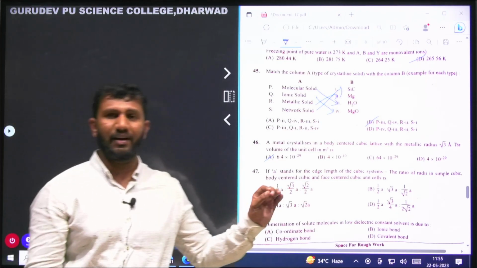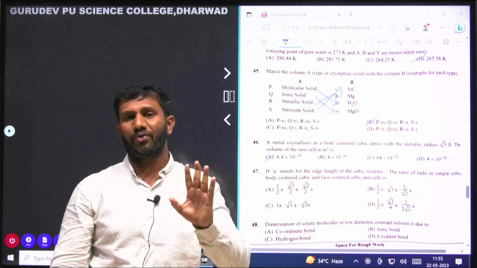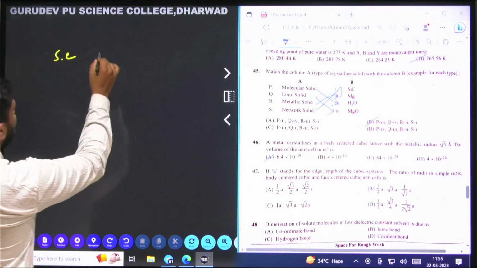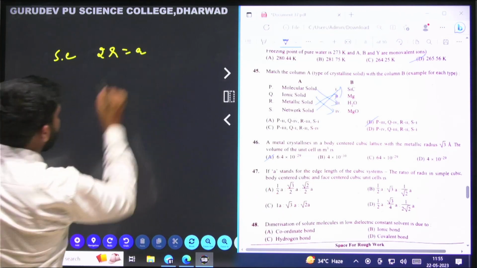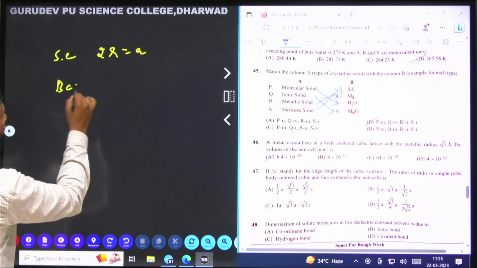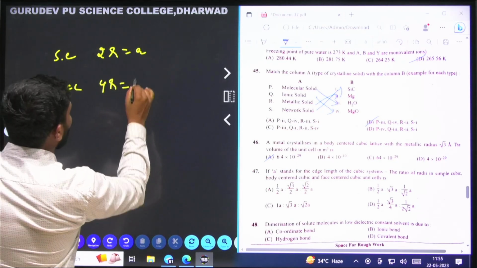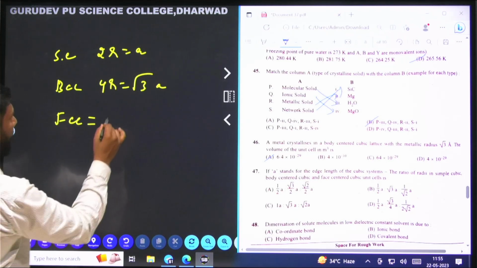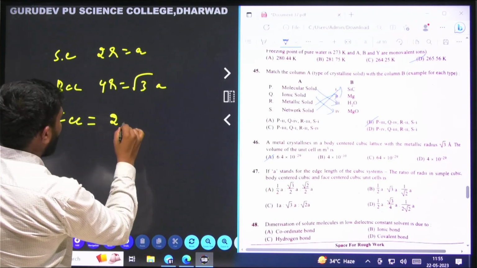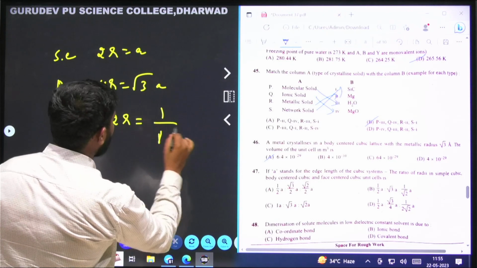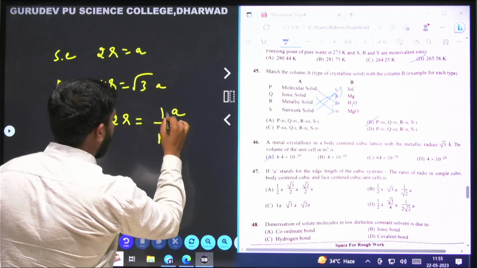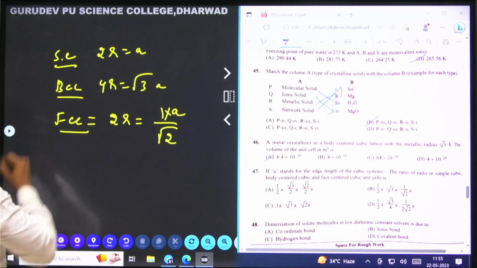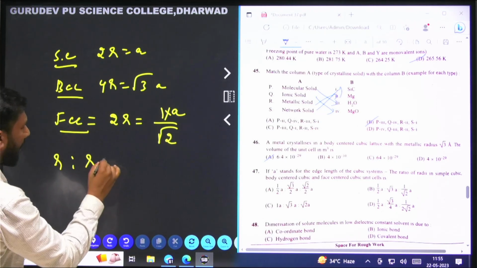So the question asks just the ratio of radii of simple cube, BCC and FCC. We know simple cube, 2R is equal to A. In BCC, 4R is equal to square root of 3A. In FCC, 2R is equal to 1 by square root of 2 into A. So the ratio of simple cube, BCC, FCC means R is to R.